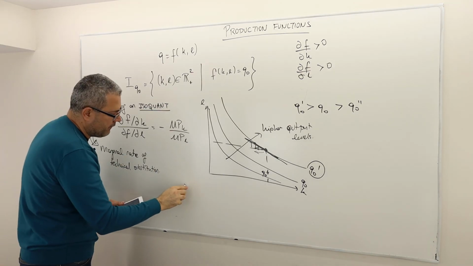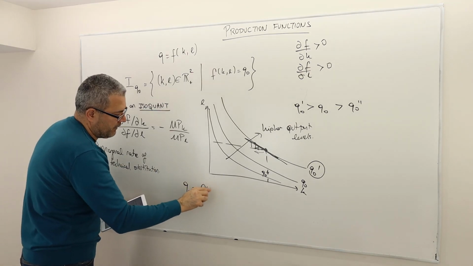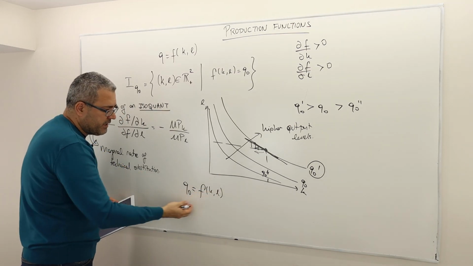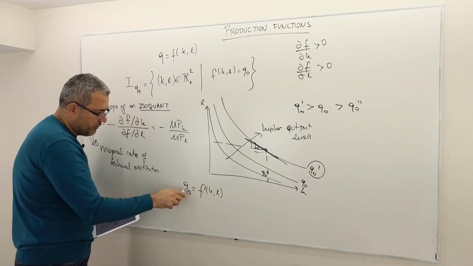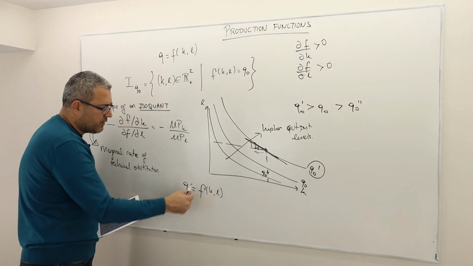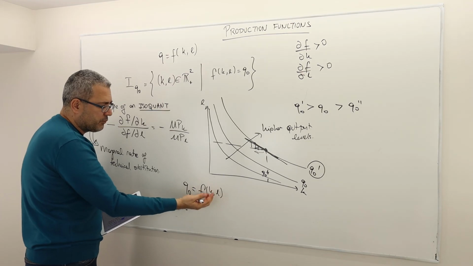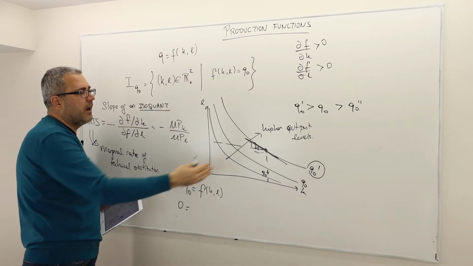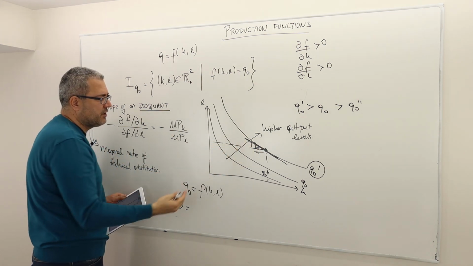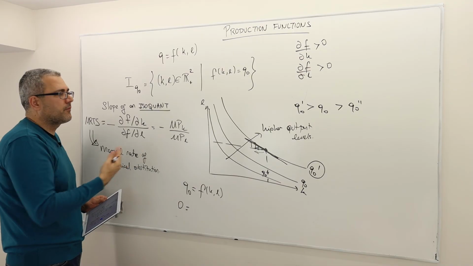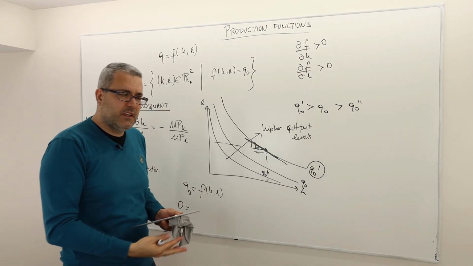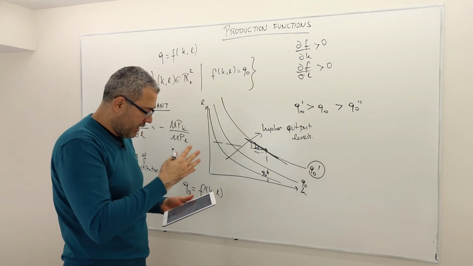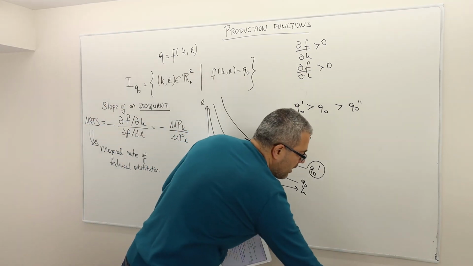Meaning when you have Q0 equals f of KL, Q0 is a constant. So when you take the derivative of both sides, the derivative of this side is going to be 0. And so I'm going to be taking the total derivative of the production function. And so I can write the slope of this tangent line as such. All right? We already did this in the utility theory or the consumer theory, and so I'm going to skip this.